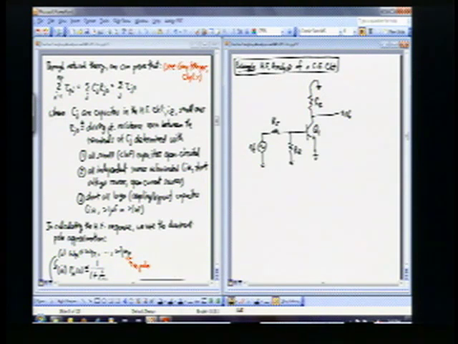Okay, so I want to solve this circuit here, but what I want is its frequency response. I want to know where that cutoff frequency is. I basically want to find omega h. So find the cutoff frequency, or often called the 3 dB frequency, which I will call omega h.